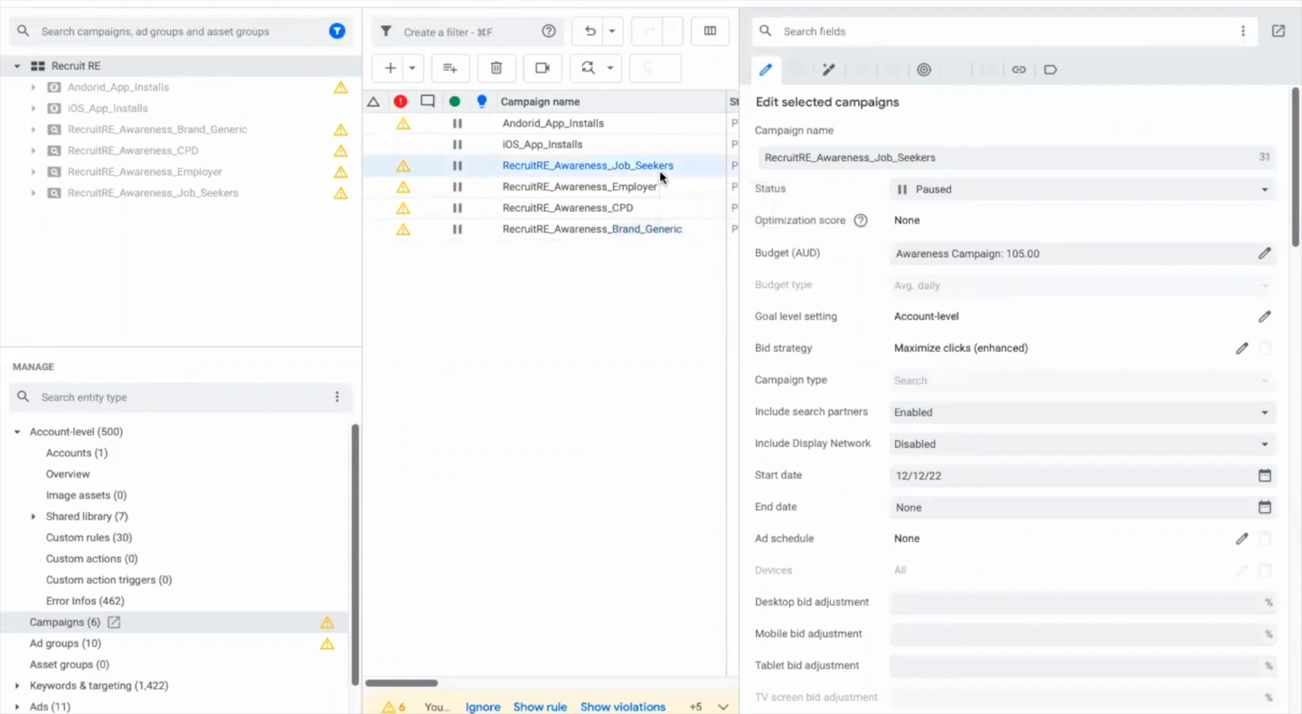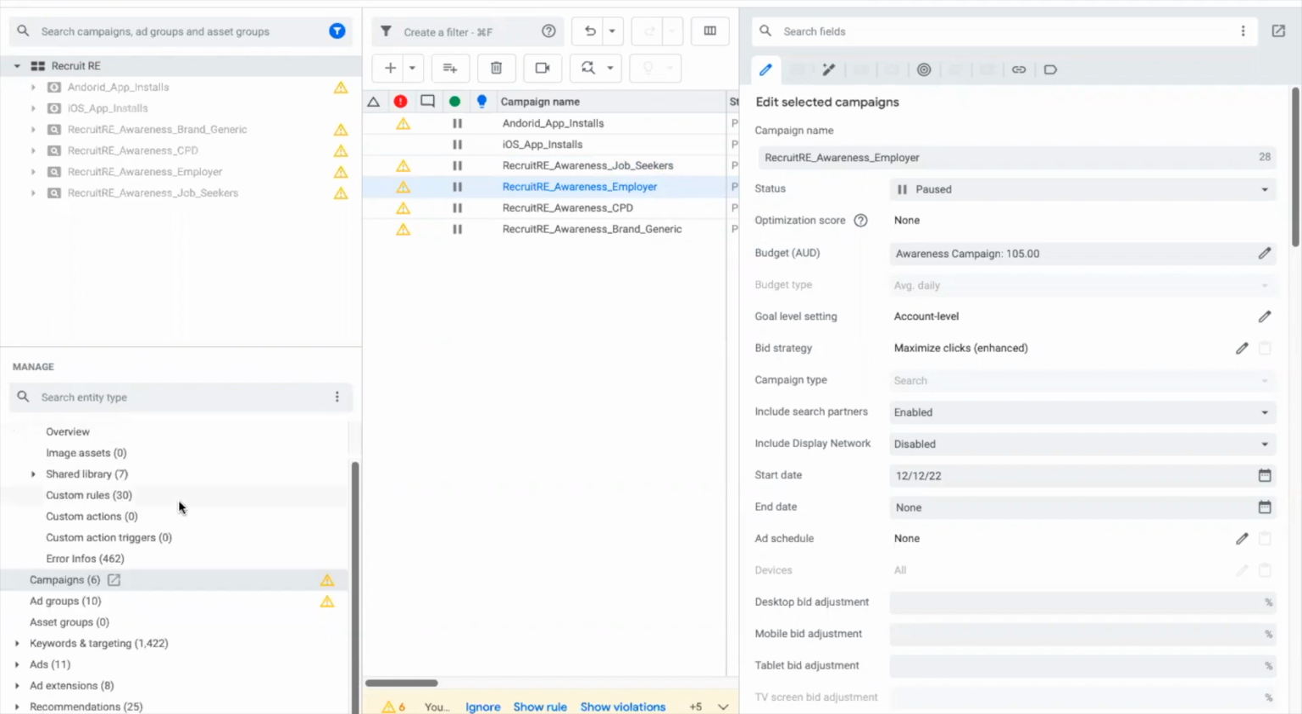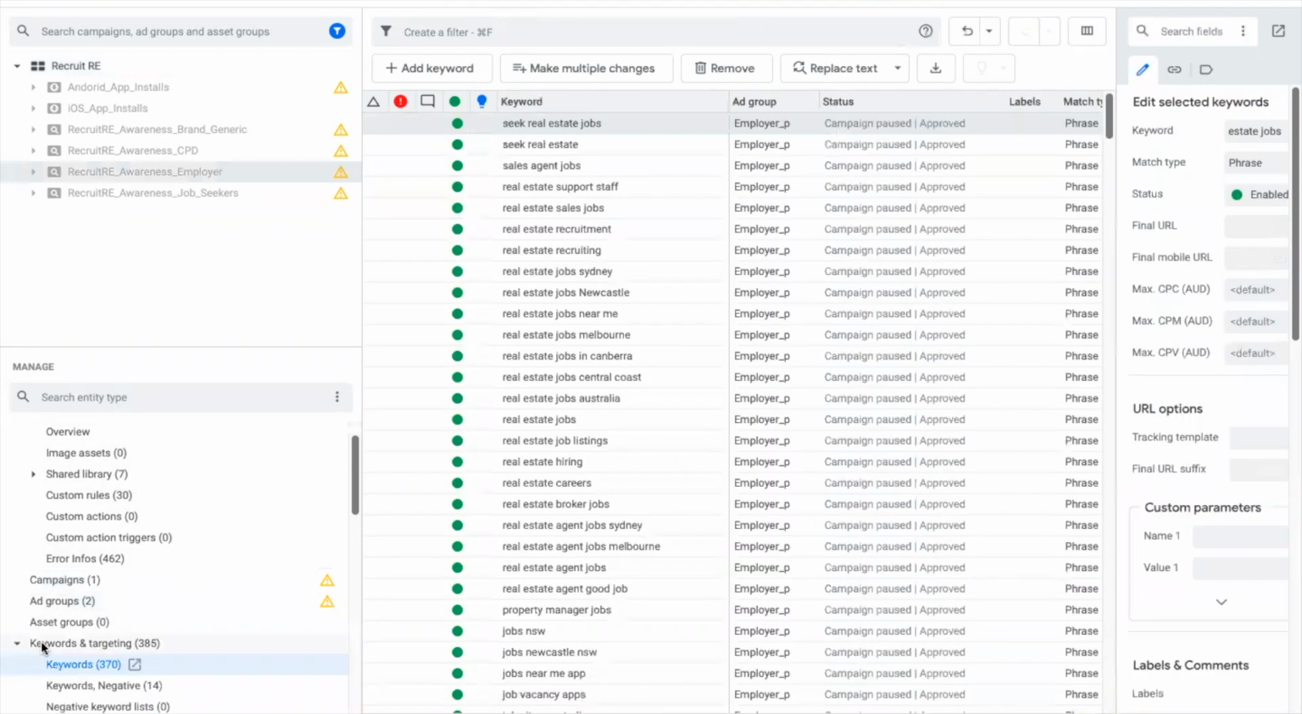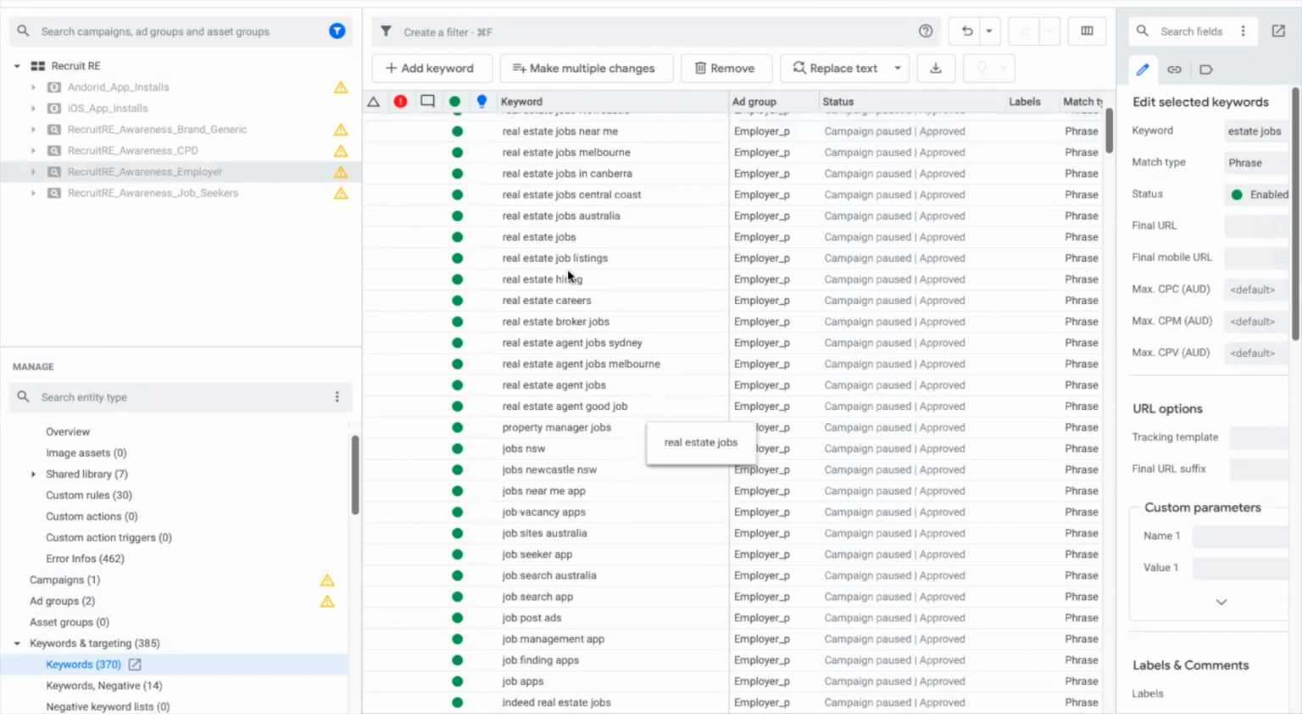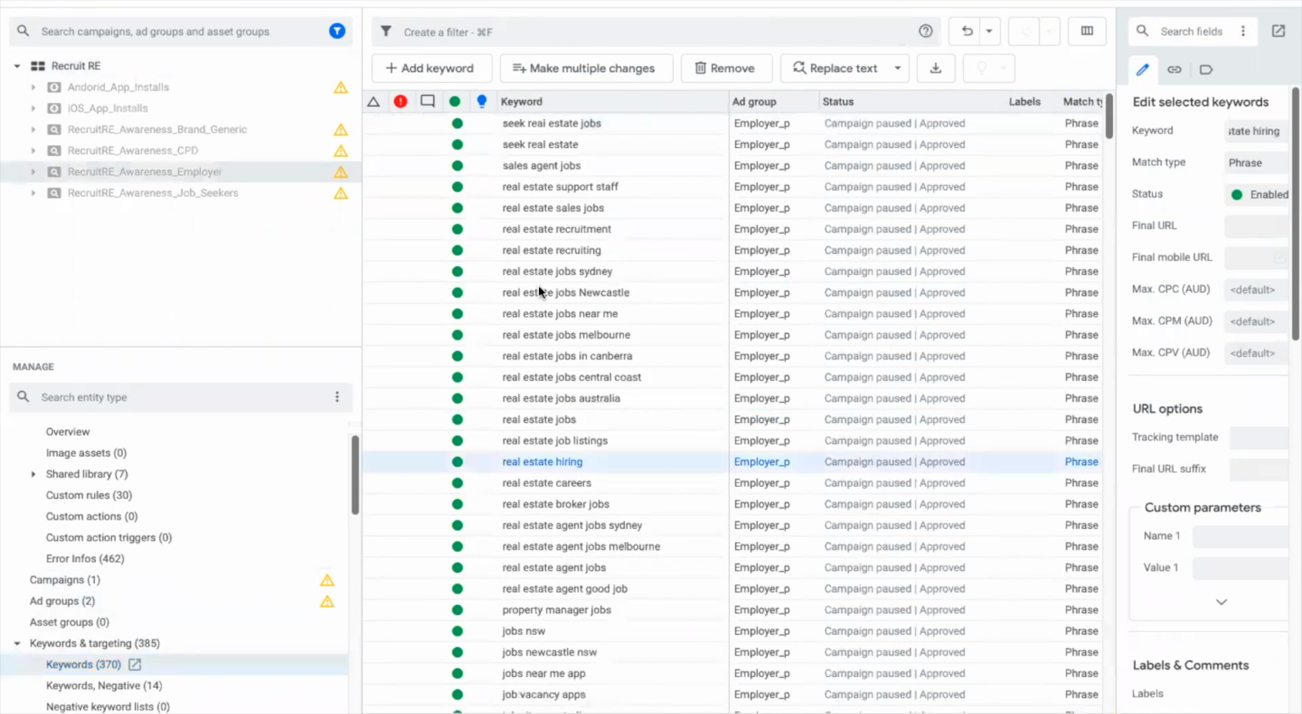So all the job seeker terms will go into the job seeker campaign. All the employer terms, like keywords that employers will be using, for example job posting website or post a job, something like that. So let me show you the keywords for employer, for example. These are websites where, for example, real estate hiring, where they are looking for portals or websites where they can post their job and hire people.